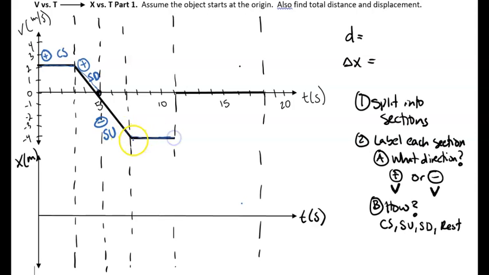Now this part right here, this is 7 seconds, this is 11. I'm going -4 meters per second the entire time. So I'm moving in a negative direction at a constant speed. Now the next part, my velocity is 0, so I'm just at rest. And one thing I should have labeled earlier: when you switch from moving in a positive direction to a negative direction, you're going to turn around. And at that instant you turn around, it's impossible for your velocity not to be 0 meters per second. So that's going to be your velocity right there.